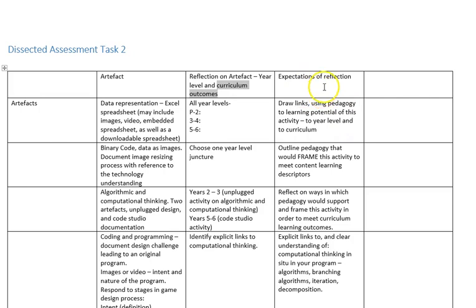And then the expectations of this reflection: once you've identified your year levels and linked it to the curriculum, and here it is again, so it's worded twice, to the year level and curriculum. Obviously the year level means that you're going from less to more complex. We're asking you to draw links using your pedagogy to the learning potential of this activity.